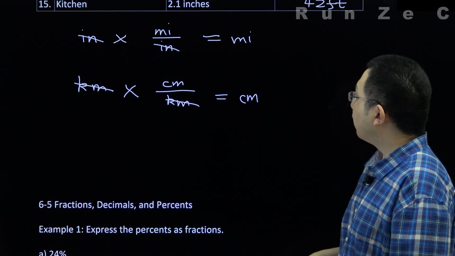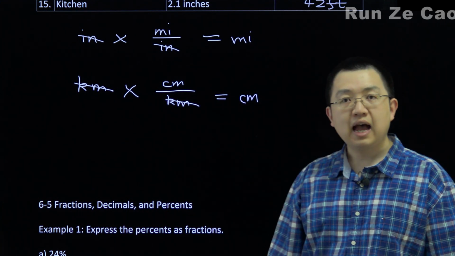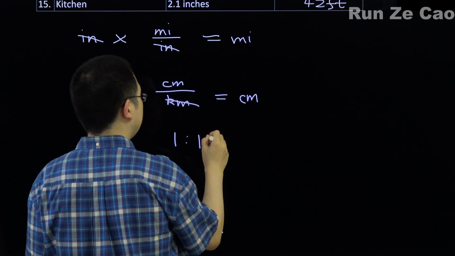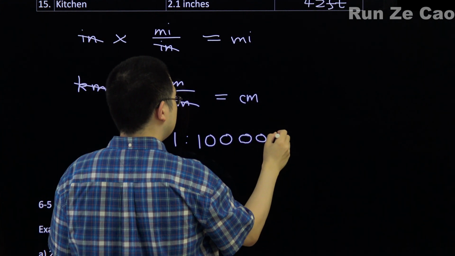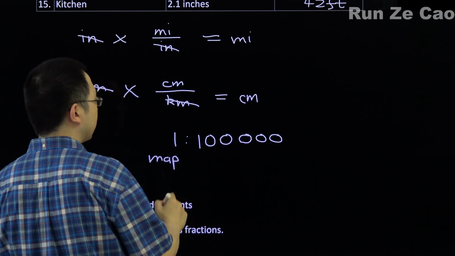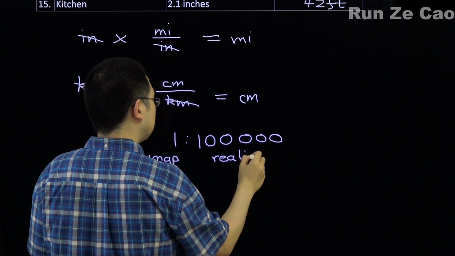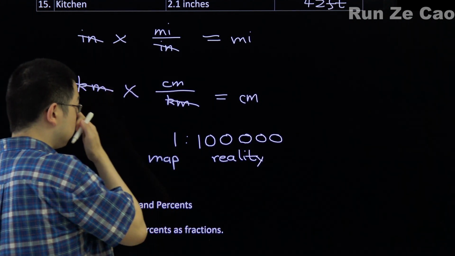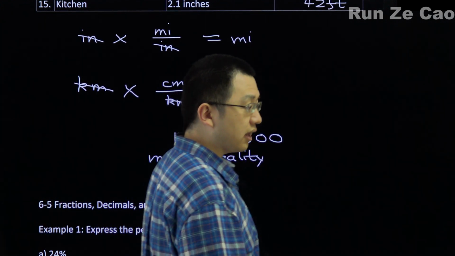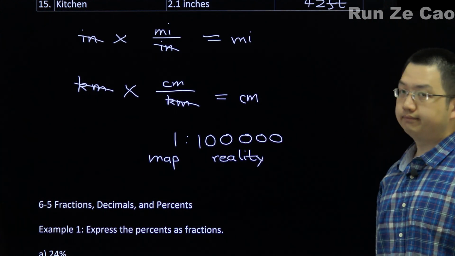Sometimes instead of centimeters per kilometer or whatever, you actually have the map ratio be given as something like 1 to 100,000. This means that 1 on map, 1 of whatever unit on the map, is 100,000 in reality. So 1 centimeter on the map is 100,000 centimeters in reality. So 1,000 meters or 1 kilometer.